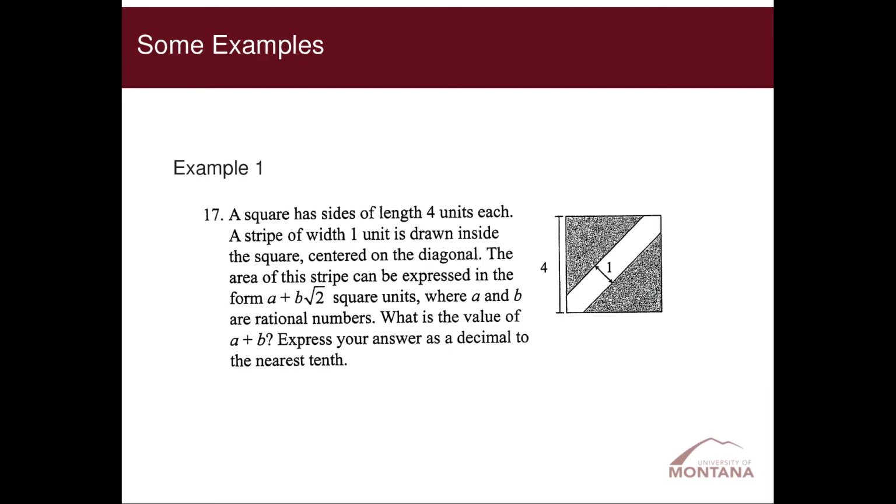So here's the first example. You're given a square that has sides of length 4 units each. A stripe of width 1 unit is drawn inside the square, centered on the diagonal.